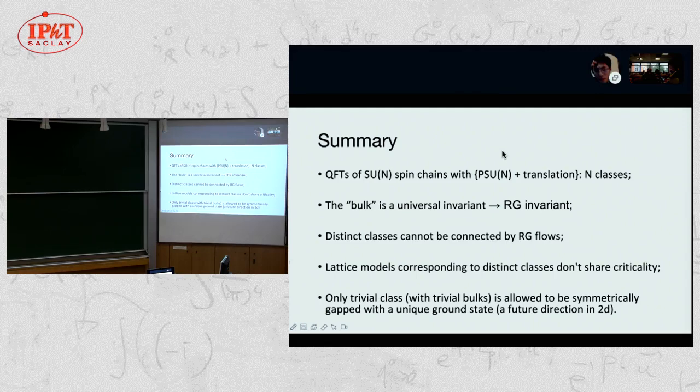And it means the lattice models corresponding to these distinct classes don't share the same criticalities. As a future direction, I want to study the trivial classes in 2D, and I expect that there is some refinement of the classification with the help of the integer quantum Hall conductances. Yes, thank you very much.